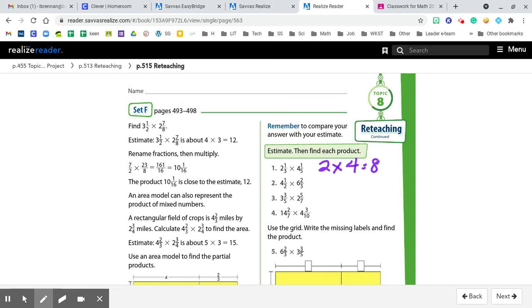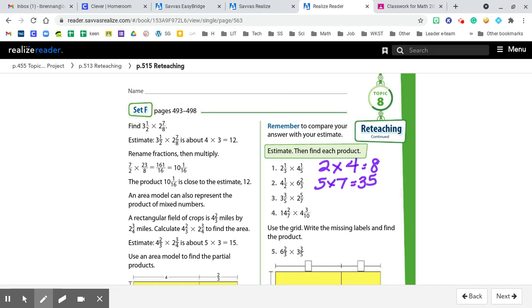Let's do the estimating first. 4.5 rounds to 5, and 6 2/3 rounds to 7. So we'll bring that to 35. That's rounding both of them up. That'll be an overestimate, or you could have picked 4 times 7 and got 28 there too.